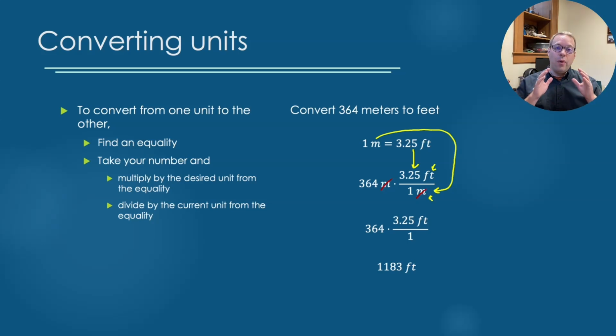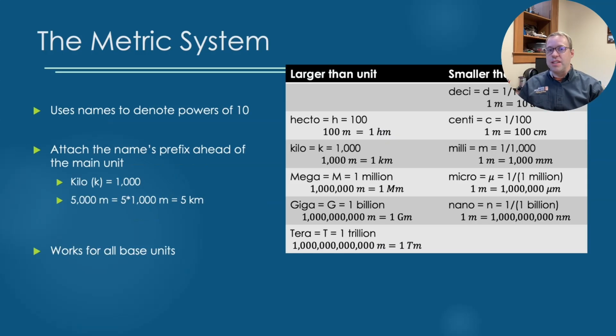Okay, now as we go through the course, we are going to use a lot of units in the metric system. That's what we're going to focus on in this course, because that's what's primarily used in the scientific community. So in order to help you understand the metric system, we need to show you how it works. The metric system uses names to denote powers of 10. For example, 1,000, we give it a name of kilo. And kilo we abbreviate with the lowercase k.